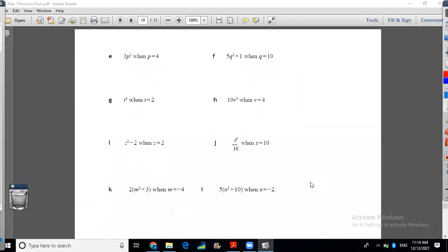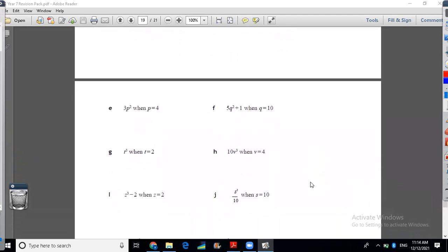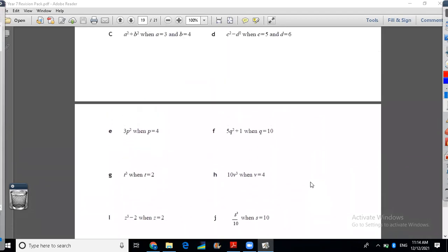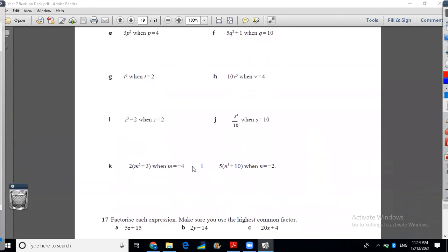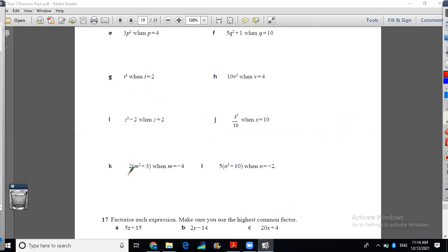Okay, now we're going to go to substitution. Substituting in expressions. I'm going to take one question from here, which is question K. Let's do question K. Question K says 2m squared plus 3 when m is -4. Well, I'm going to remove m and just put -4. So it is 2 brackets -4 squared plus 3. And that's it. Let's do it.